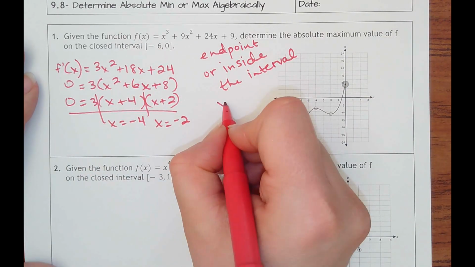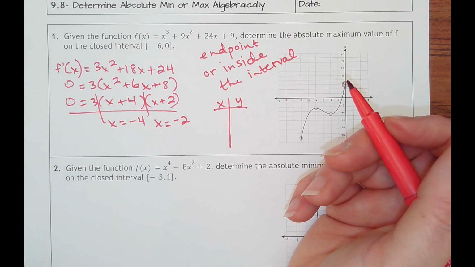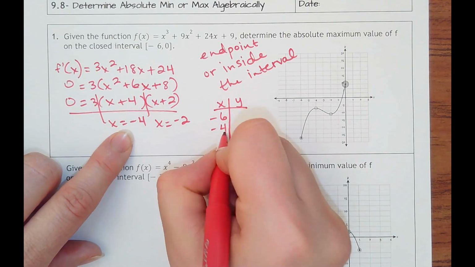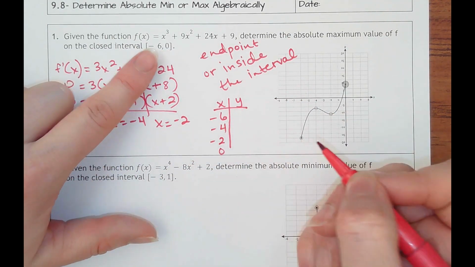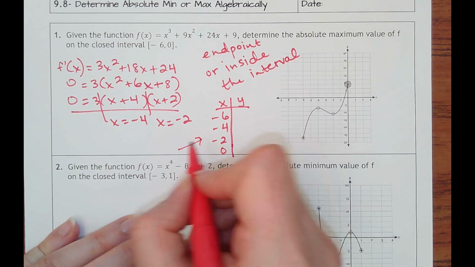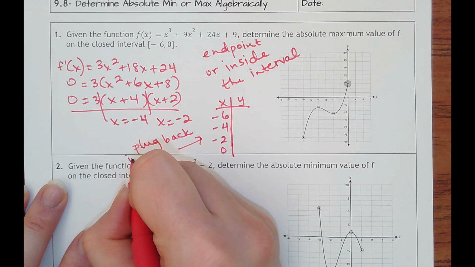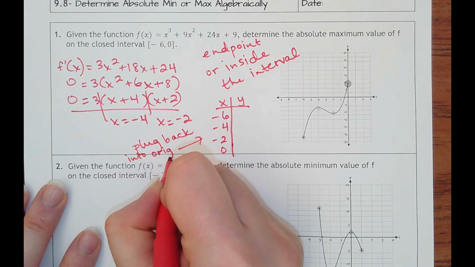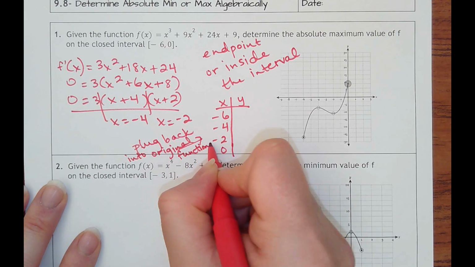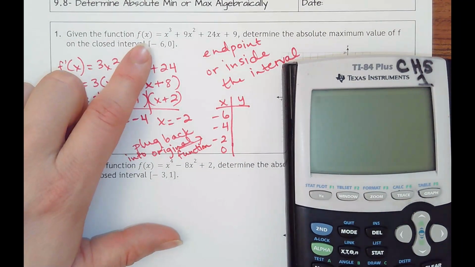Now I want to make a table, an x, y table, listing all of those things from smallest to biggest. So the smallest x value would be -6, then -4, then -2, and then 0. And you're plugging them back into the original function, because that's all you're really doing, trying to figure out what the y value is. This just helped us algebraically figure out where that's happening.